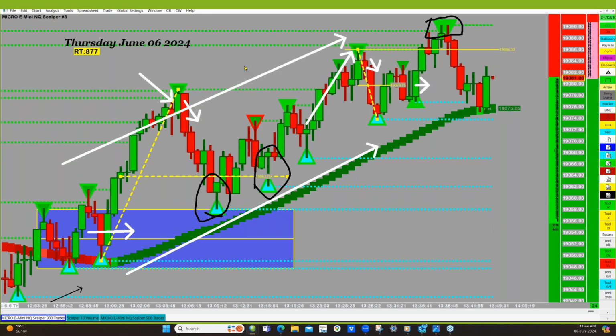This is a micro, so I hope that answers that question. And it's a good question, whether you're trading micros or minis, they're almost identical.